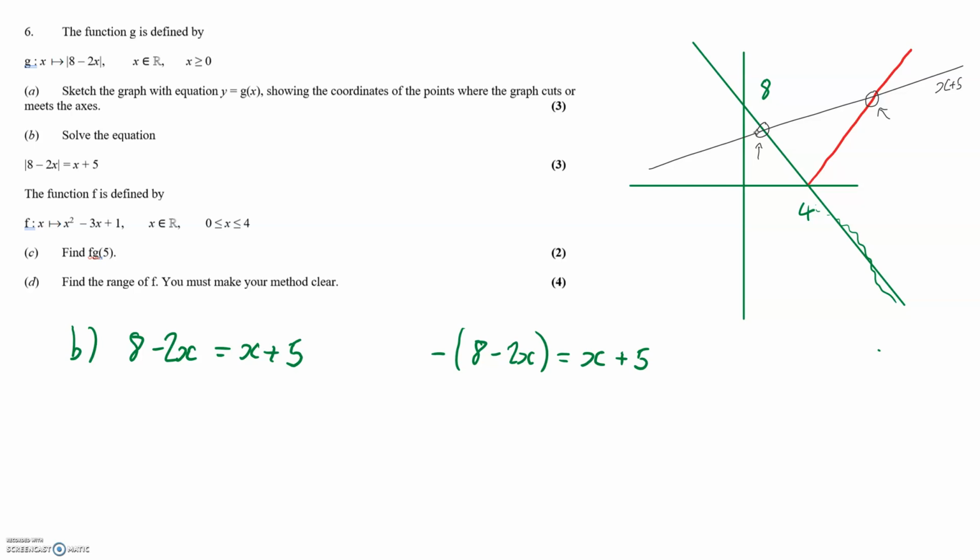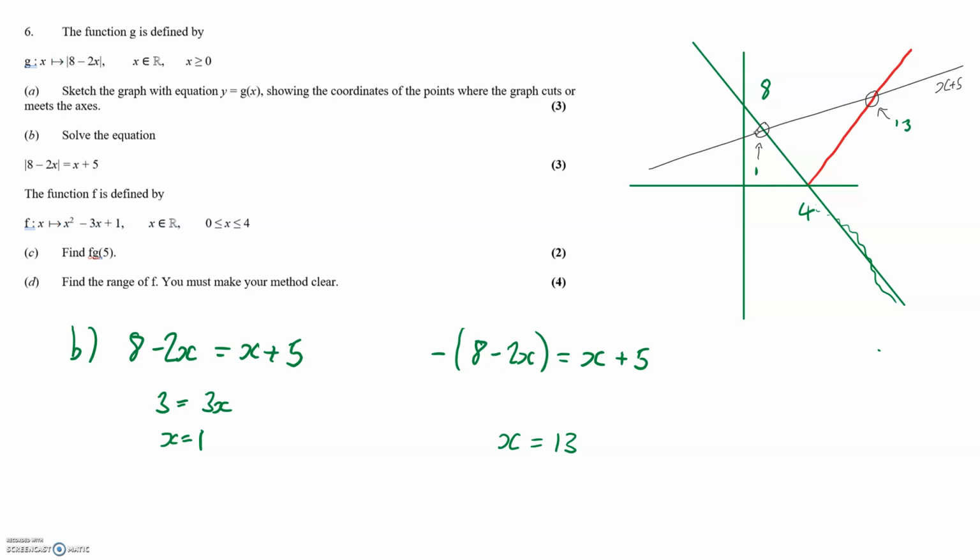Solving these two equations is then an easy matter of linear rearrangement. 3 is equal to 3x, x is equal to 1. For the first solution, we can see that does agree here. It does seem to sit approximately in the 1 position on the x-axis. And likewise, when we solve the right-hand side through rearrangement, we get x is 13, which also seems to be reasonable for the second solution on the right.